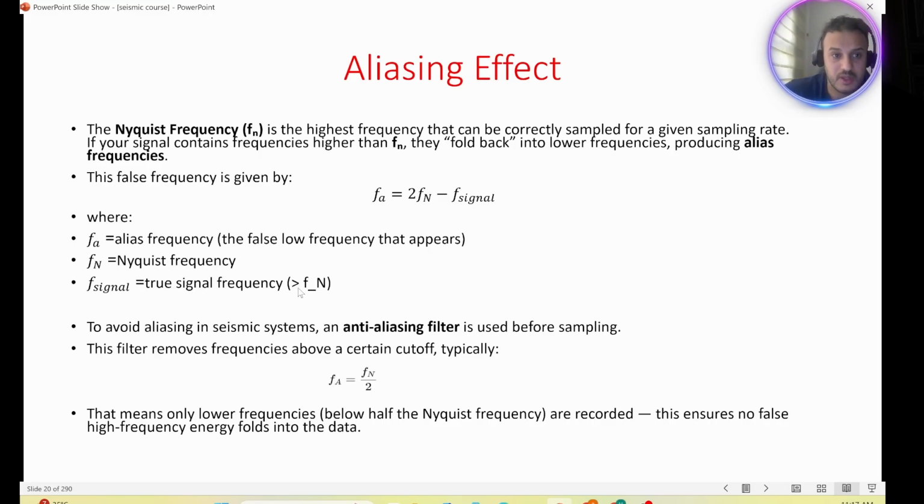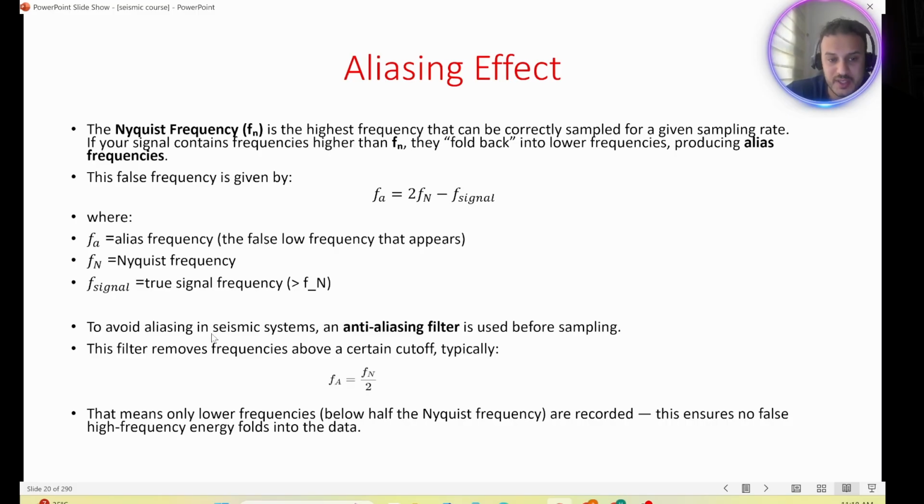Aliasing effect: as we said before, the Nyquist frequency is the highest frequency that can be correctly sampled for a given sampling rate. The Nyquist frequency is your default value. Any value above the Nyquist frequency is a problem, and we need to cut it. The false frequency is given by this: 2 multiplied by the Nyquist frequency minus the true frequency.